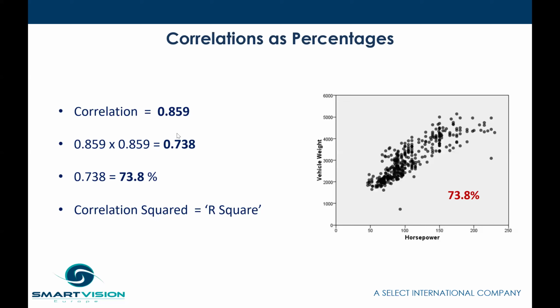It also means that if you have a correlation of 0.4 and you square that, you're going to get an R-square of 0.16, or 16%. A correlation of 0.5 gives 25%, a correlation of 0.6 gives 36%, and a correlation of 0.7 will get you an R-square value of 0.49. So you're getting almost to the halfway point, 49%.